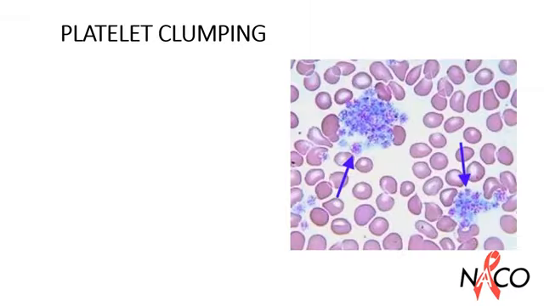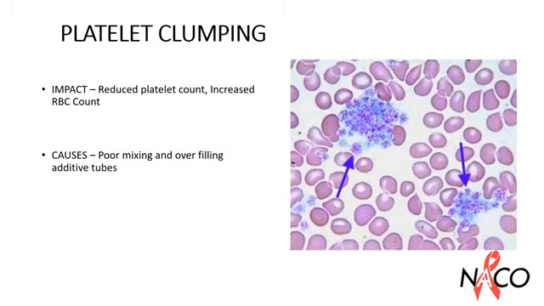Platelet clumping can impact results by causing reduced platelet count and increased RBC count. The causes of clumping are poor mixing and overfilling additive tubes.